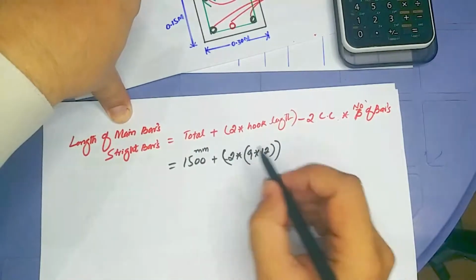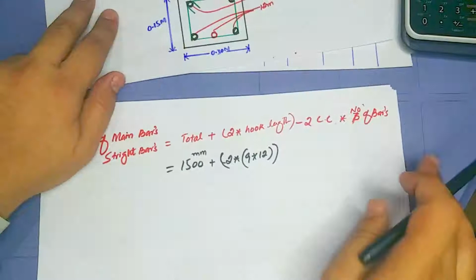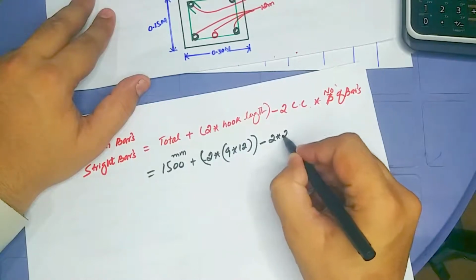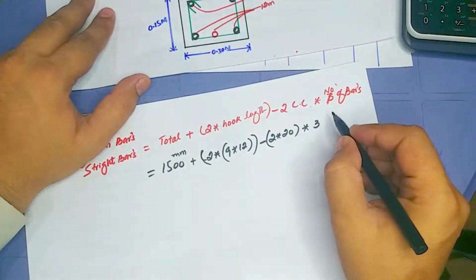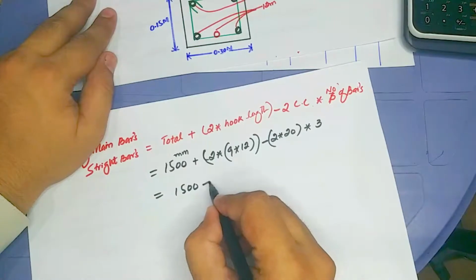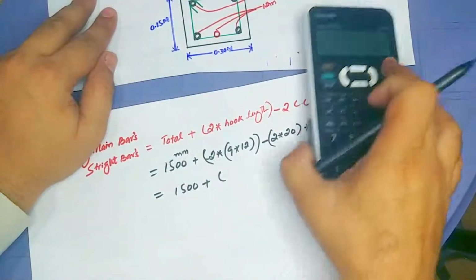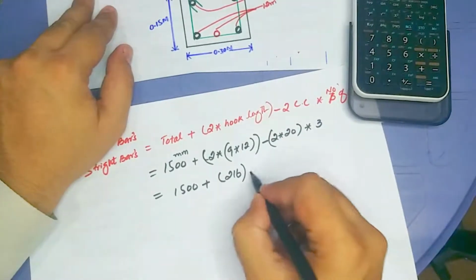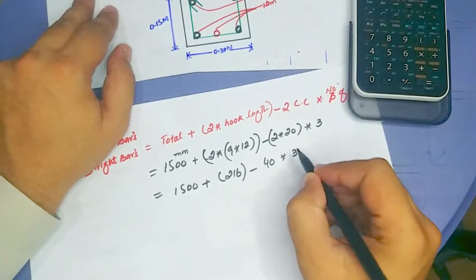The diameter of the straight bars is 12 mm. We will deduct two concrete covers, 20 mm from each side, and the total number of bars is 3. So the calculation is 1500 plus 9 multiplied by 12 multiplied by 2, which is 216 mm, and the concrete cover deducted will be 40 mm.